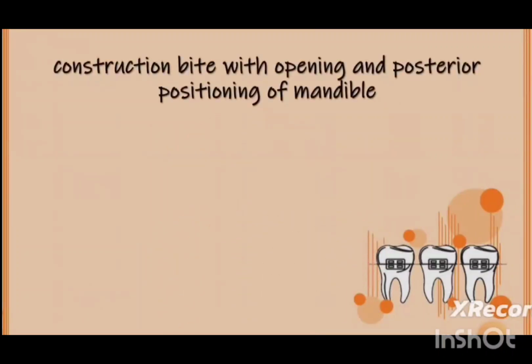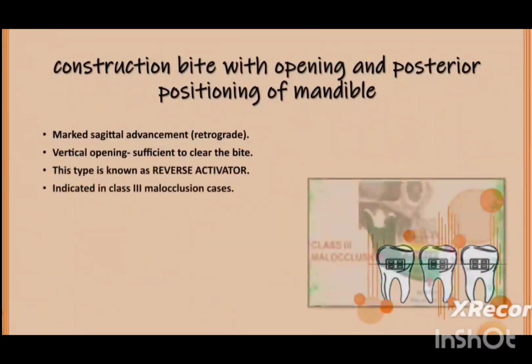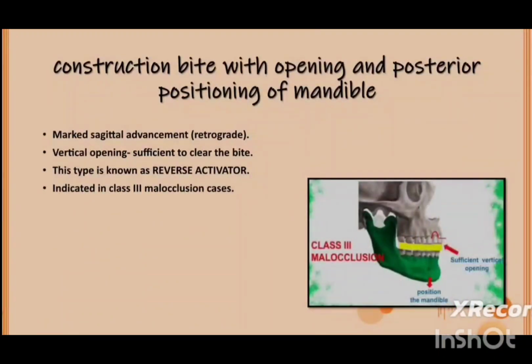Moving forward, we have construction bite with opening and posterior positioning of mandible. Now there is marked sagittal advancement but in retrograde position. That is, the mandible is taken backwards rather than forwards, and the vertical opening is just sufficient to clear the bite. Now this type is known as a reverse activator, and it is indicated in class 3 malocclusion cases. As you can appreciate in the image, the yellow color is just sufficient vertical opening, and in the green color, the mandible is taken backwards rather than forwards as in other cases.